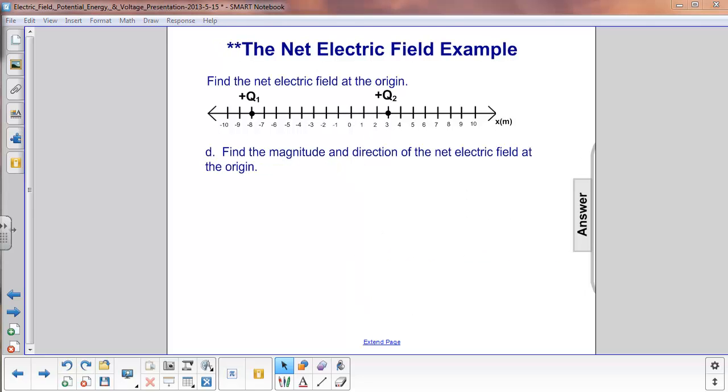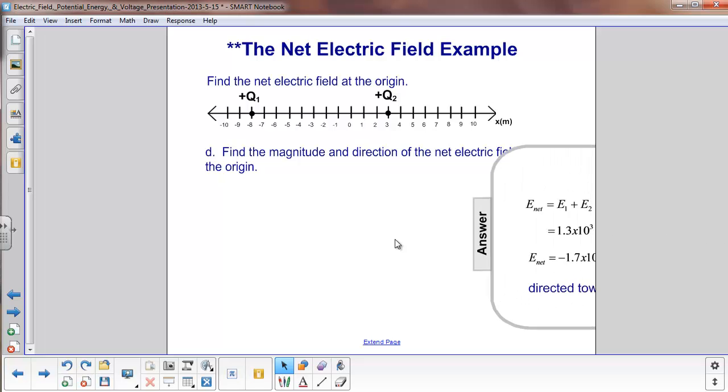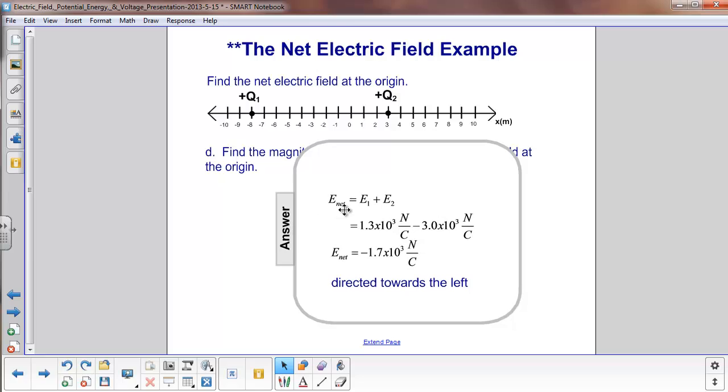And finally, find the net electric field. What we're going to do there is use the work we just found out. E net is equal to E1 plus E2. E1 was pointing to the right with the value of 1.3 times 10 to the third newtons per coulomb. And then E2 is contributing an electric field to the left, so it has a negative sign. Add those two together, and you get a negative 1.7 times 10 to the third newtons per coulomb, and the negative sign means the net electric field is directed towards the left.